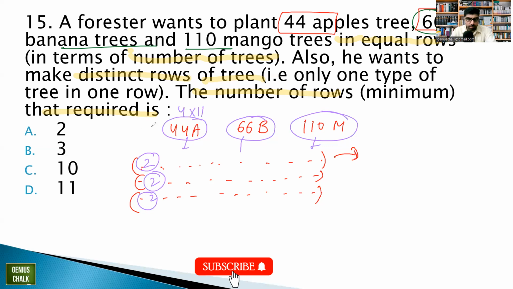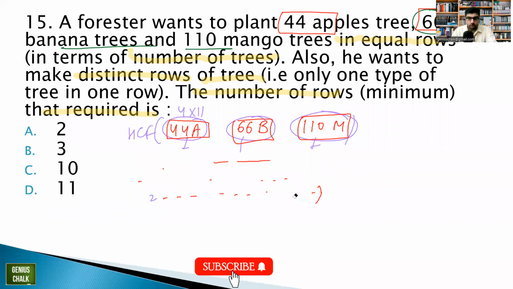So basically, guys, in this type of question, when we have to find the equal number of trees and then the number of rows, we always find the HCF. Why? Because HCF is the highest common factor of all three, and that many trees we can place in a row. The question is that you have three different types of trees, and you have to make rows with the maximum number of trees in every row, equal in every row, right?